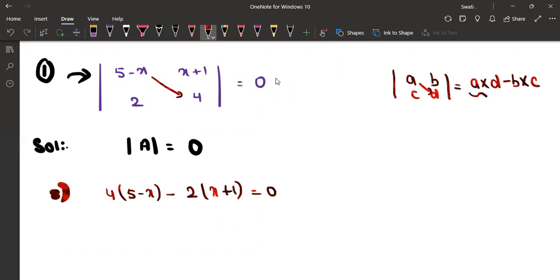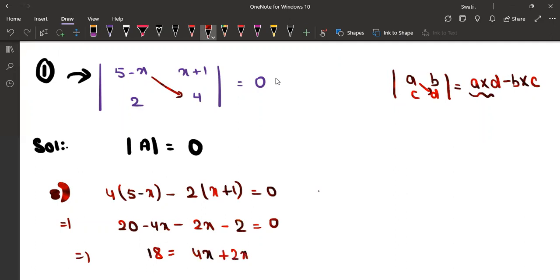Remember, if you want, you can write a into d or d into a, because we know that multiplication is commutative. Now this will become 4 times 5, which is 20, then 4 times x, which is minus 4x, minus 2 into x, minus 2x, and minus 2 into 1 is minus 2, equals 0. Now 20 minus 2 is 18. If I shift minus 4x and minus 2x to the other side, it will become plus 4x plus 2x. 4x plus 2x is 6x equals 18. Therefore, x equals 18 divided by 6, which is 3.